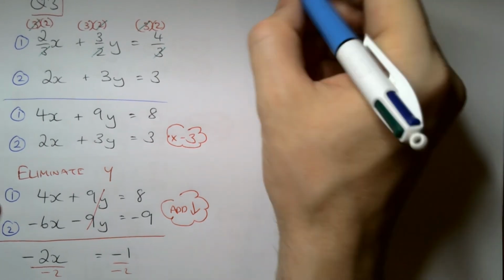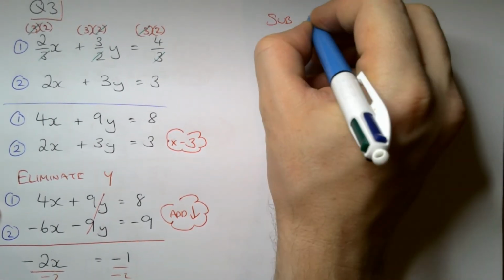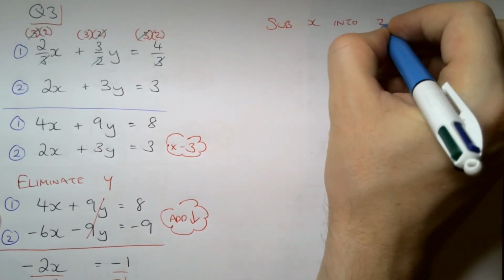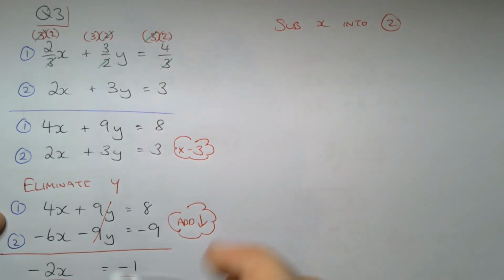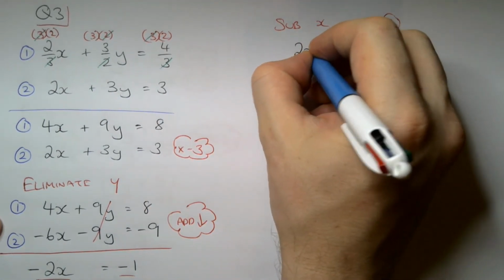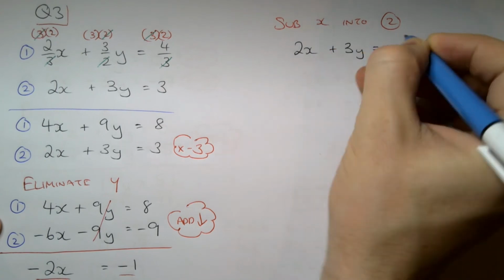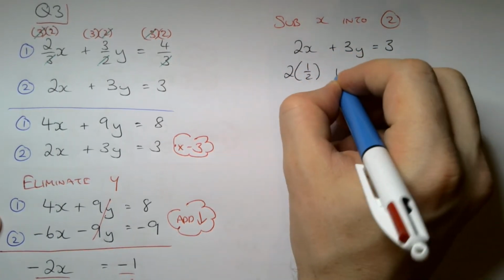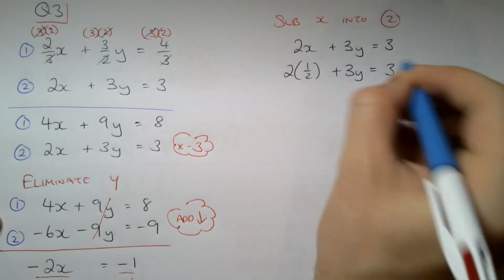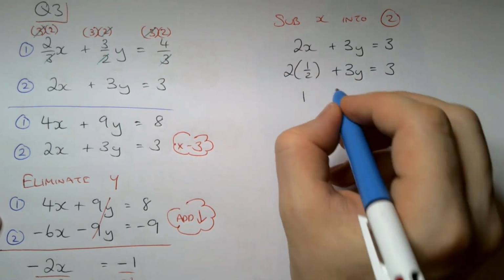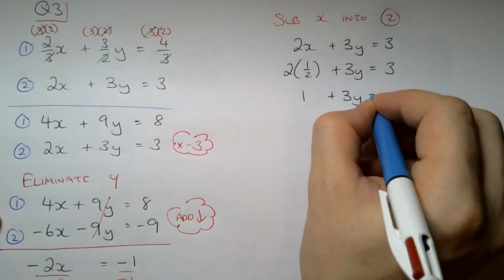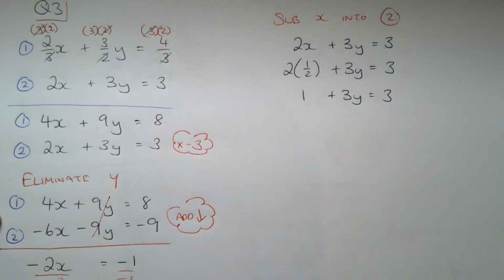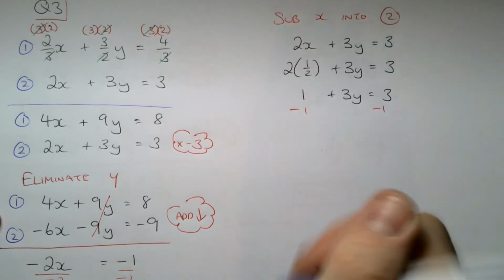So I'm going to sub it into equation 2 this time. Sub x into 2. So I go 2x plus 3y equals 3. 2 times a half plus 3y equals 3. 2 times a half just becomes 1. You can check that in your calculator. Plus 3y equals 3. I subtract 1 off both sides.